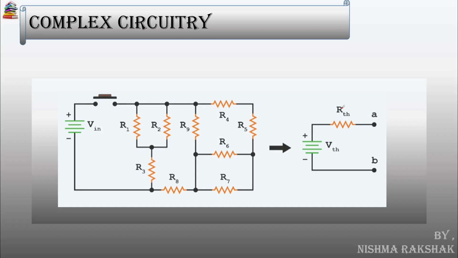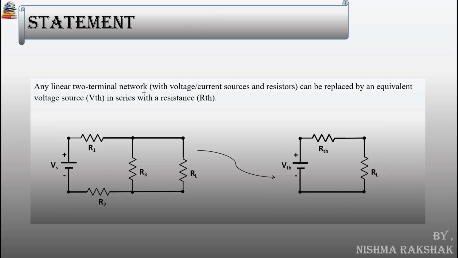So, let's get started. Thevenin's theorem states that any linear two-terminal network containing voltage sources, current sources, and resistors can be replaced by an equivalent circuit consisting of a single voltage source in series with a single resistance connected to the load. This equivalent voltage is called Thevenin's voltage, denoted by VTH, and the series resistance is called Thevenin's resistance, denoted by RTH.